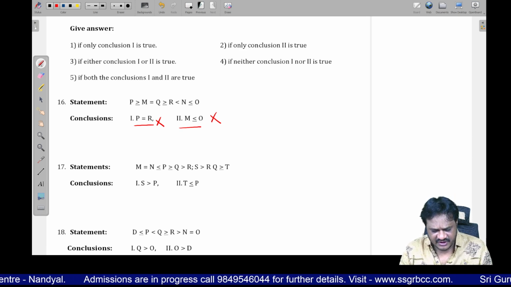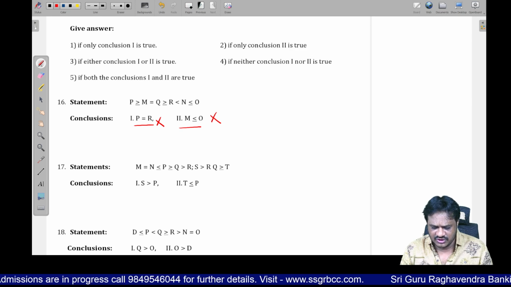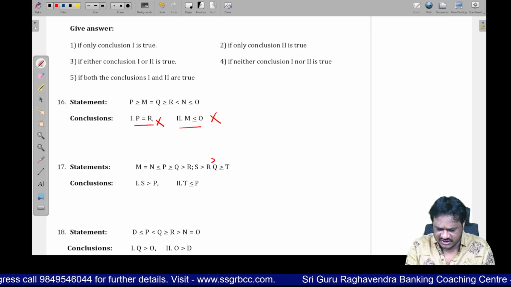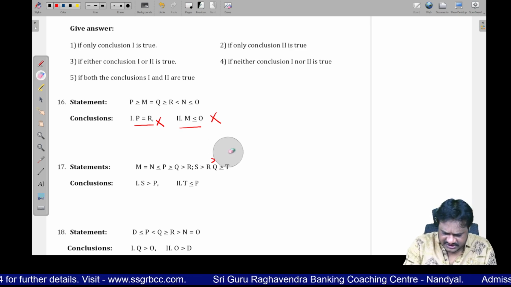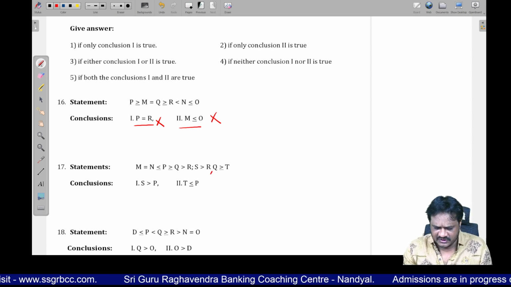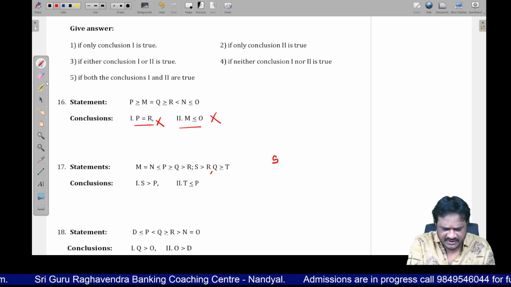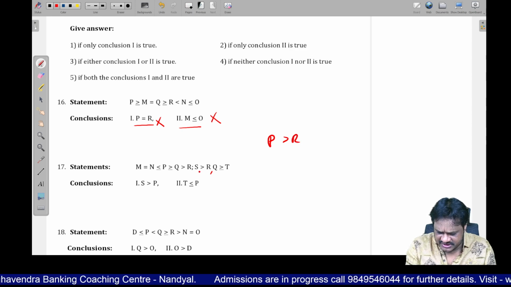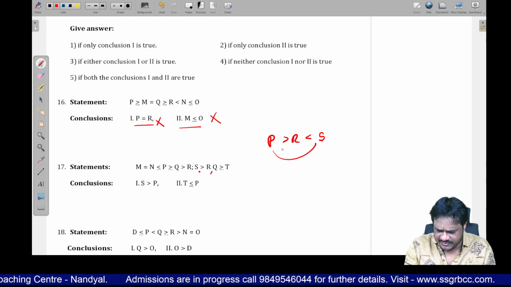17th question. M is equal to N, N less than or equal to P, P greater than or equal to Q, Q greater than R, S greater than R, here R greater than Q. That is missed. Sorry. S greater than R and Q greater than T. Now, S greater than P. Let us see. From P to R, the symbol is greater. S greater than R means R less than S. Therefore, S to P, there is no common symbol.